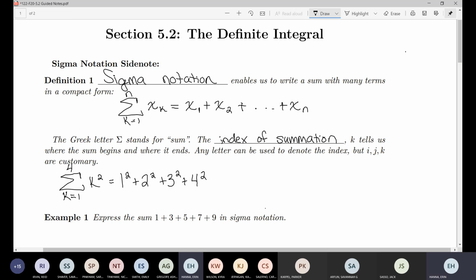So now I know writing out 1 squared plus 2 squared plus 3 squared plus 4 squared isn't that terrible. But what if it was k equals 1 to 100? Then you wouldn't want to sit there and write out 1 squared plus 2 squared plus 3 squared until you got to 100 squared. But that's kind of how it works.